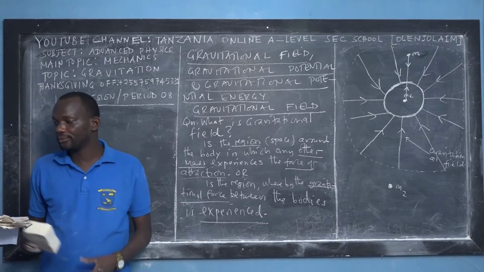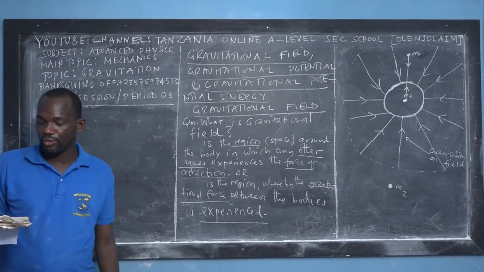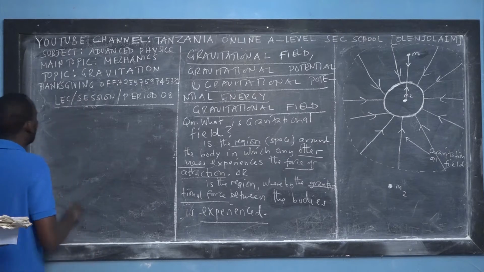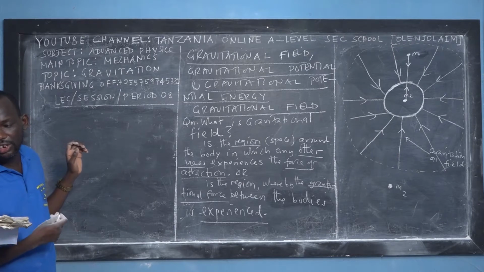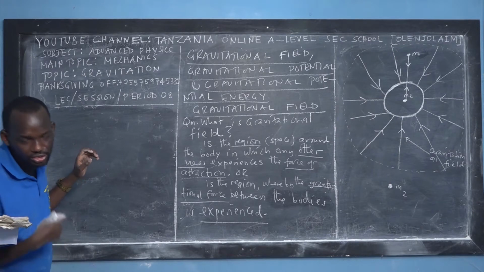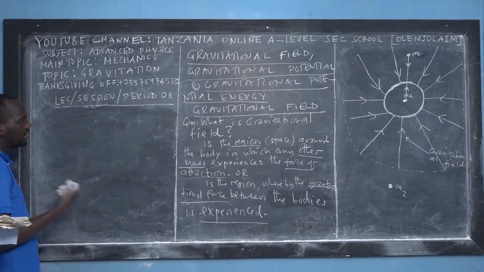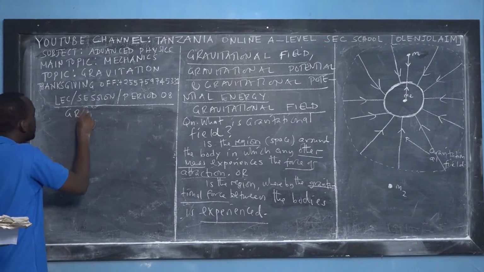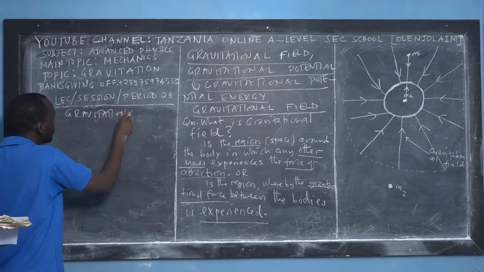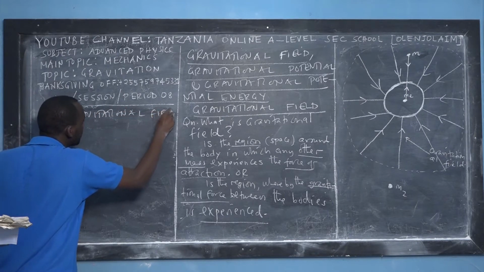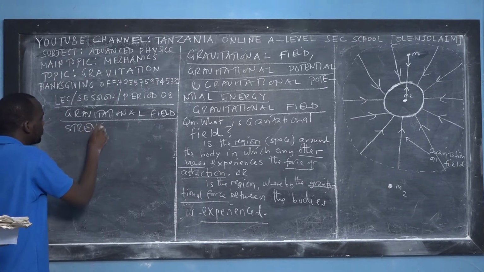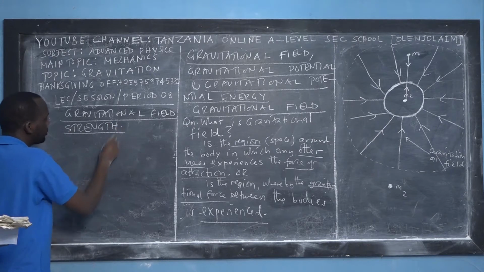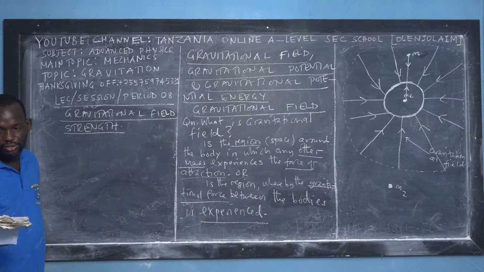Again, we have another term which is very important. We call it gravitational field strength. It's not the gravitational field; we call it gravitational field strength. It's one of the properties of the regions in the gravitational field. So this terminology is gravitational field strength.